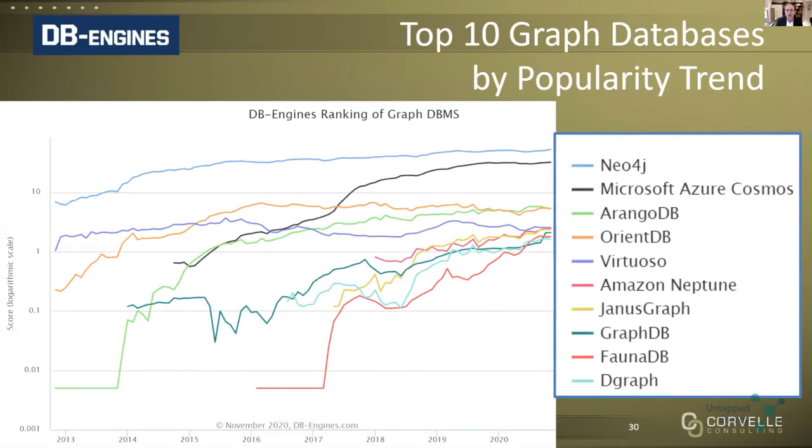Looking at these popularity trends over time, Neo4j has been a consistent leader. Notice how Microsoft Azure has come up from the middle of the pack to the number 2 spot. And Amazon Neptune is a newer product with less track record and less following at the moment. But I would never bet against either Microsoft or Amazon when it comes to gaining market share and credibility in the market.